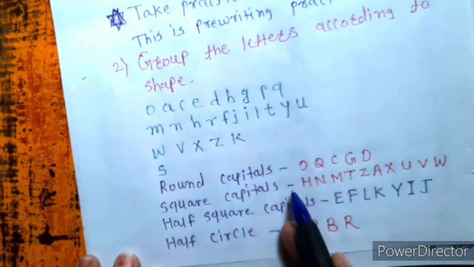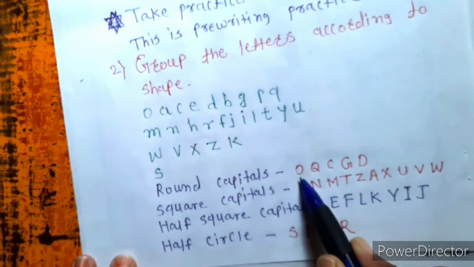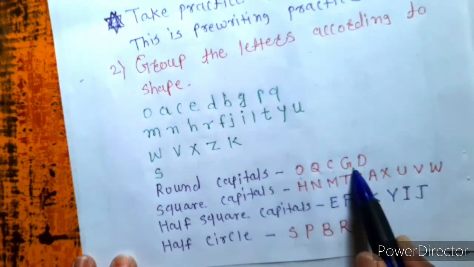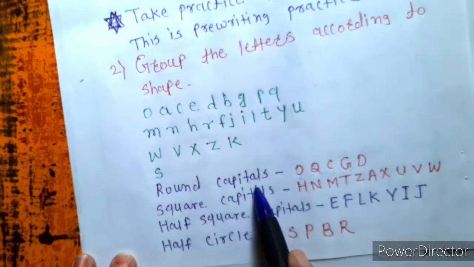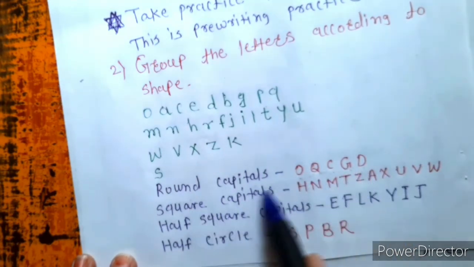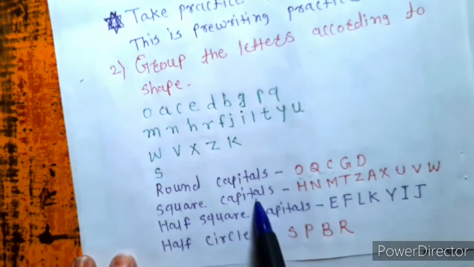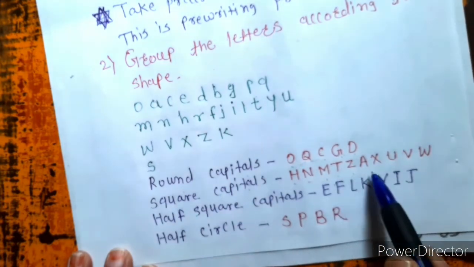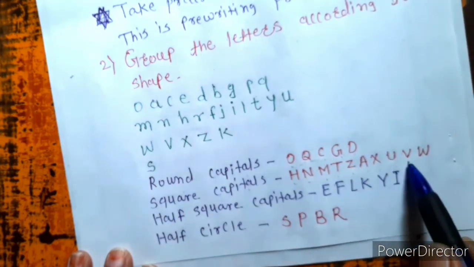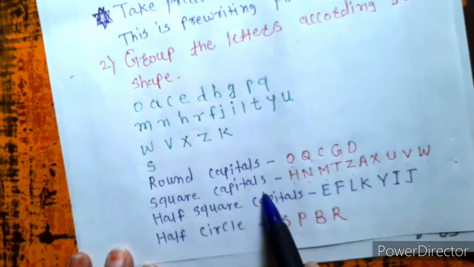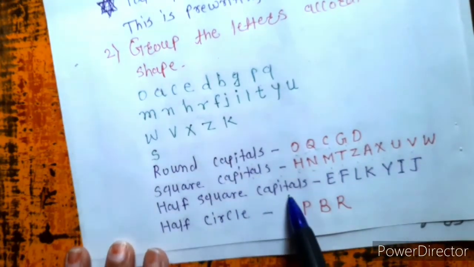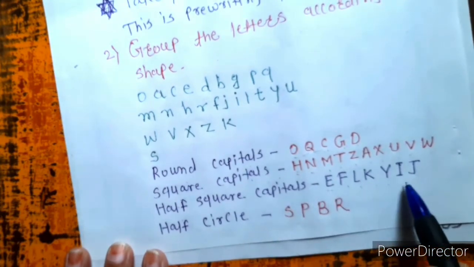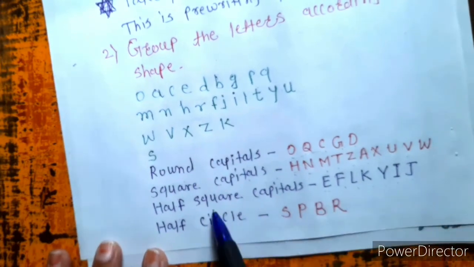Round capitals means, for example, O, Q, C, G and D. These letters are round capitals. Then square capitals, for example, H, N, M, T, Z, A, X, U, V, W. These are the square capital letters. Then half square capitals, for example, E, F, L, K, Y, I, J. These are half square capitals.